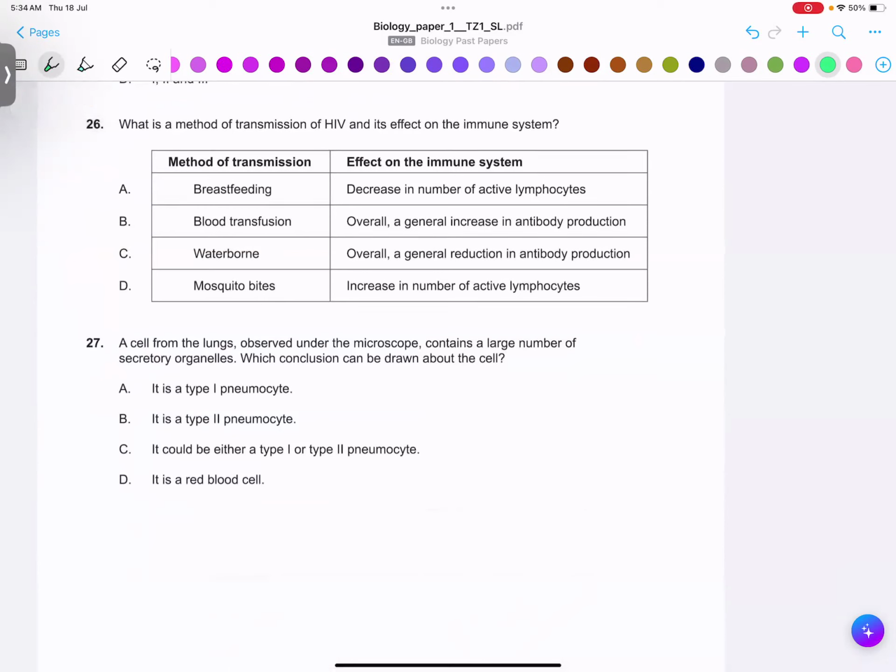So now, question 26. What is a method of transmission of HIV, and what's its effect on the immune system? Basically, we're going to be looking at the methods and the effect on the immune system. So breastfeeding is a method. Decrease the number of activity of lymphocytes. That is true because your body won't be able to fight, right? Cannot fight. Blood transfusion is true. However, an overall general increase in antibody production is false. It's a decrease, actually, because again, the body cannot fight.